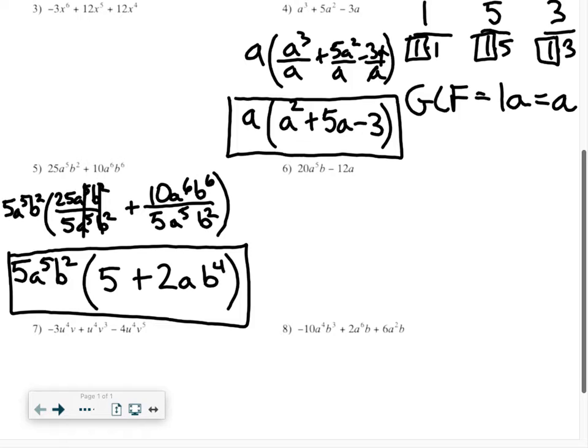Then 7 and 8 have three terms. Both problems have two variables, so they're kind of challenging, but I think taking you through those three problems should help you out. So again, do as best you can on this assignment, and I'll see you all tomorrow.